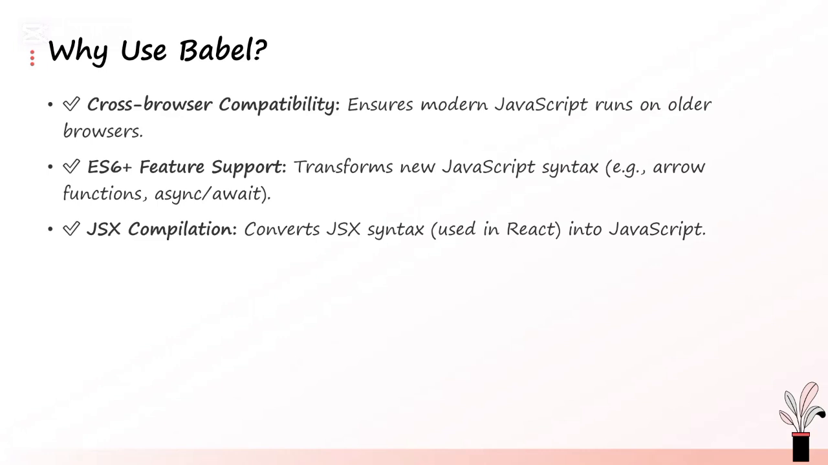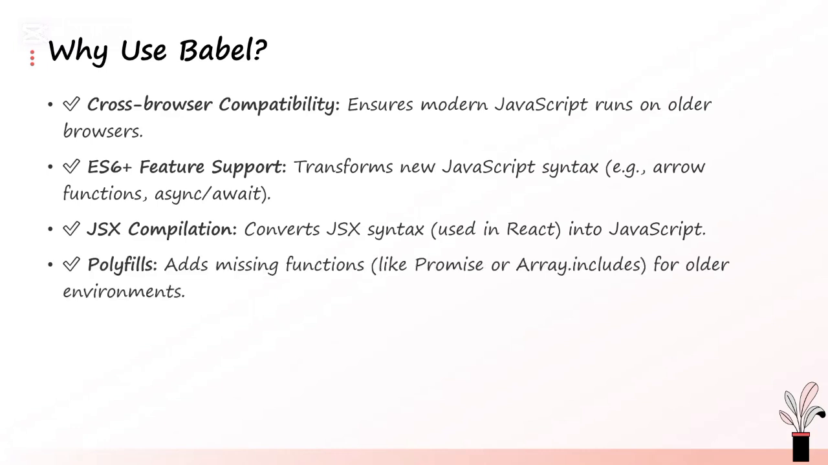JSX compilation. Now, this is the major reason why we are using Babel in React, because it converts our JSX syntax into JavaScript. So it will take our JSX syntax and then go behind the scenes, use the React.createElement to create the element for us. That one JavaScript will understand. So basically, we are using Babel in React to transpile the JSX syntax that we are writing into JavaScript.